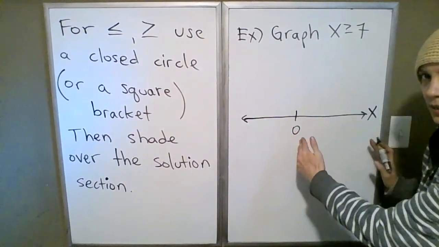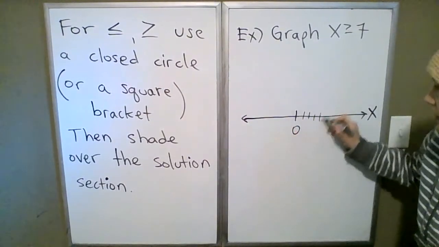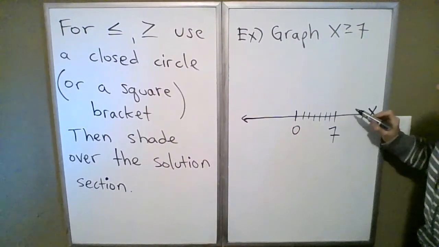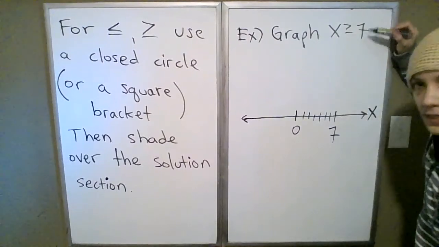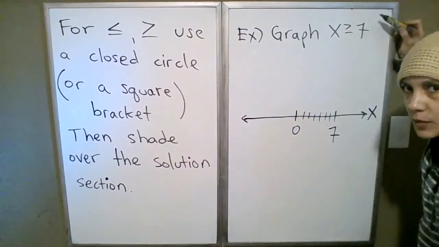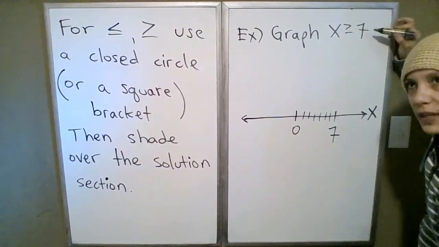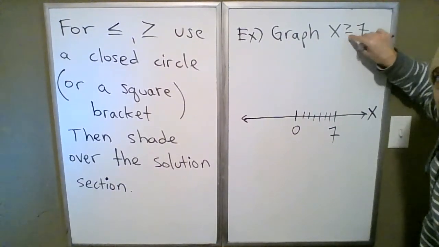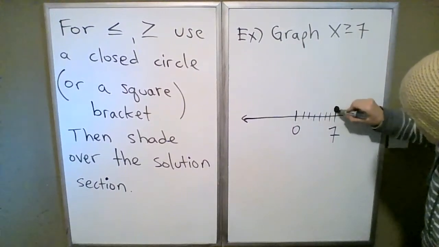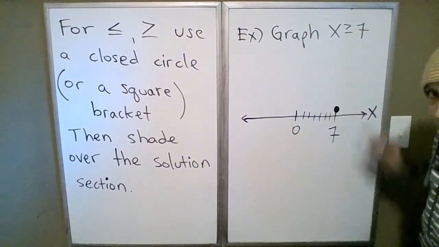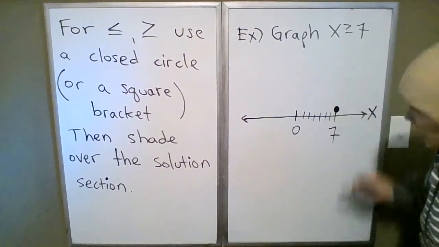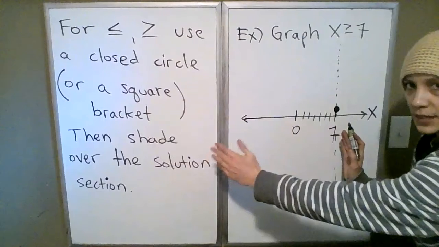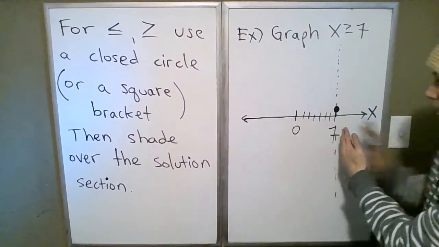Towards positive infinity, we're going to mark 7. That's what I would call a critical number or important value. From that value, I'm going to go with a closed circle based on that equal sign in the symbol. That marker splits this number line from 7 down to negative infinity and 7 up to positive infinity.